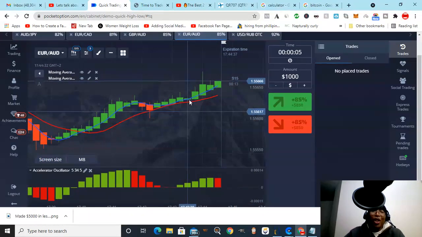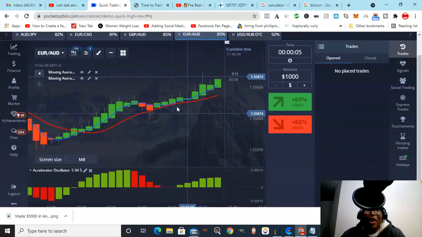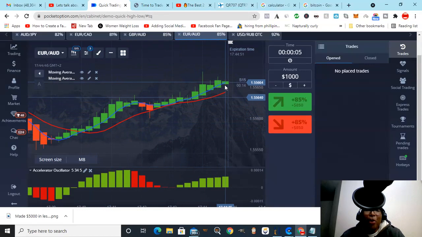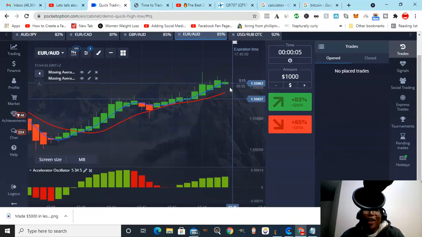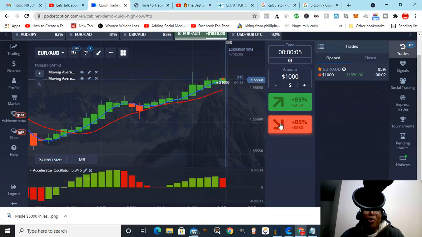Our moving averages are pointing up, showing us that the market is going up. So let us see the next candle forming, and let's see what's the color. It's red, so we're going to go down, and we hope that holds in the next 5 seconds.